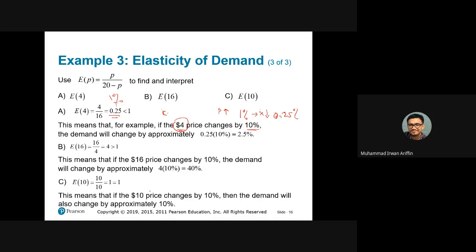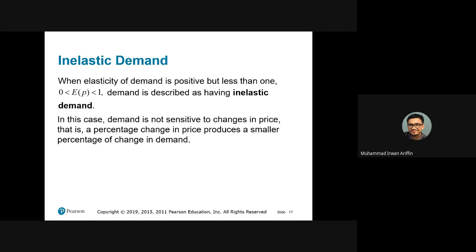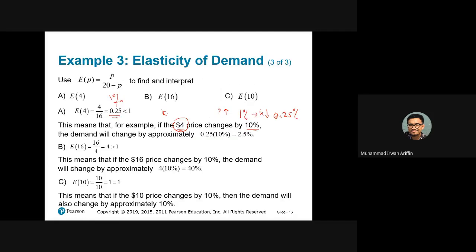An elasticity equal to 1 means this is a unit change. If price changes by 10%, demand will also change by 10%. If price goes up by 1%, demand will go down by 1%. So why are we comparing this with 1? Because 1 means we have an exactly one-to-one relationship. You raise price by 1%, demand goes down by 1%.